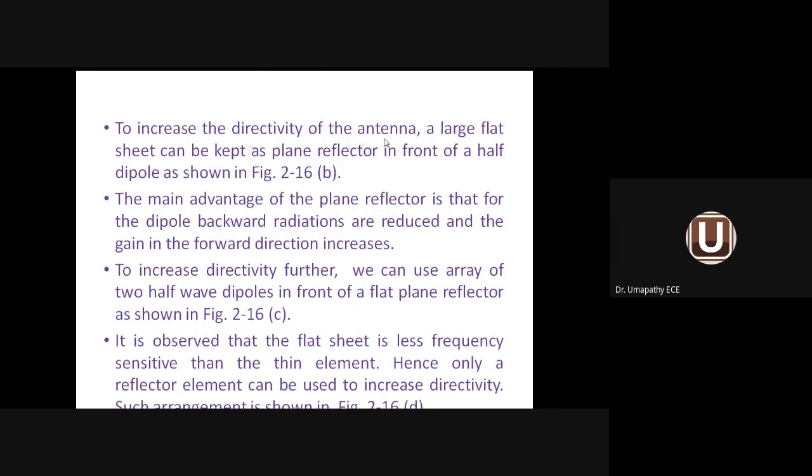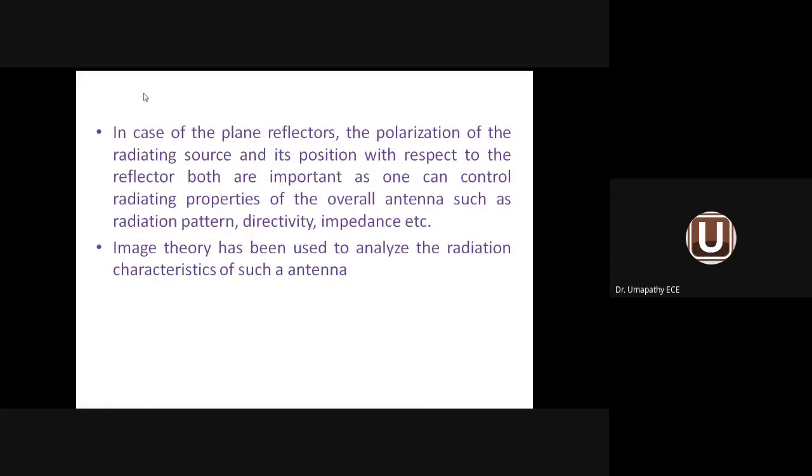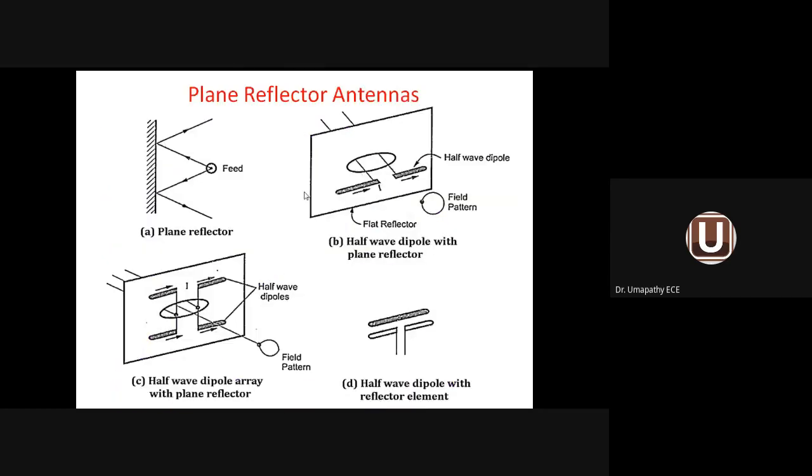To increase the directivity of the antenna, we keep a large flat sheet as a plane reflector in front of the half-wave dipole. That is what we have seen in the diagram. In the case of the plane reflector, one thing we have to remember is that the polarization of the source and the position with respect to the reflector are important in order to control the radiation characteristics. What they are saying is that we use the primary element and the secondary element. The polarization of the primary antenna and the position of the secondary antenna should be aligned so that you will get proper radiation in the opposite direction.